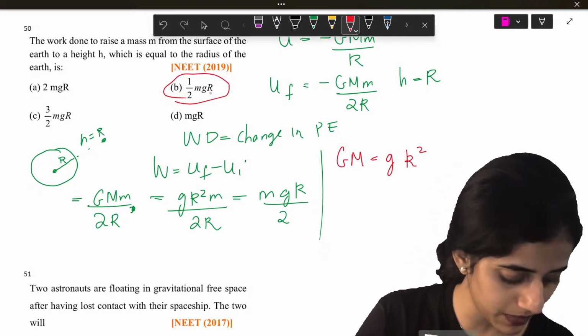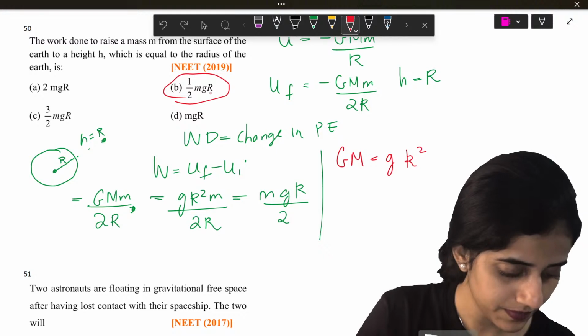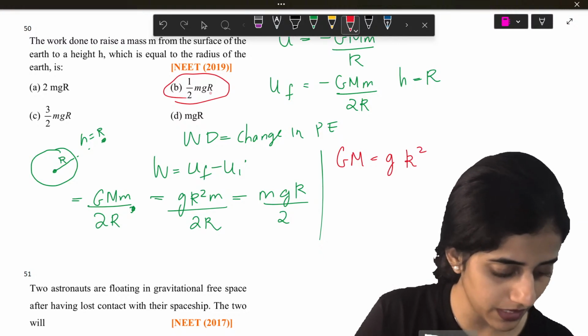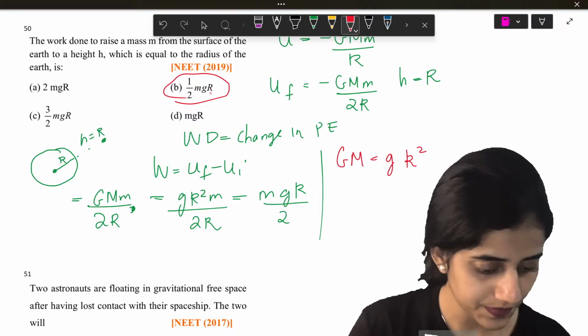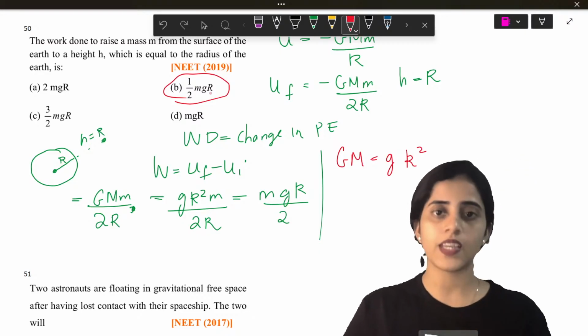Is this clear to everybody? Are you all getting B? B, B, B. Yes.